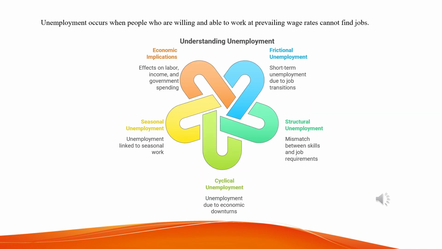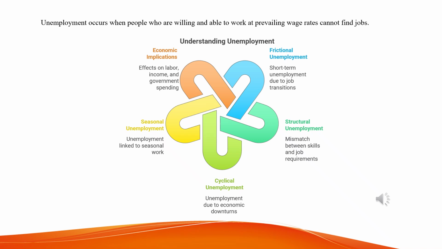Next indicator is unemployment. What do you mean by unemployment? Unemployment occurs when people who are willing and able to work at prevailing wage rates cannot find jobs. That is called unemployment. There are several types of unemployment. First one is frictional unemployment. It occurs during natural course of job searching and when individuals are temporarily between jobs or switching careers.